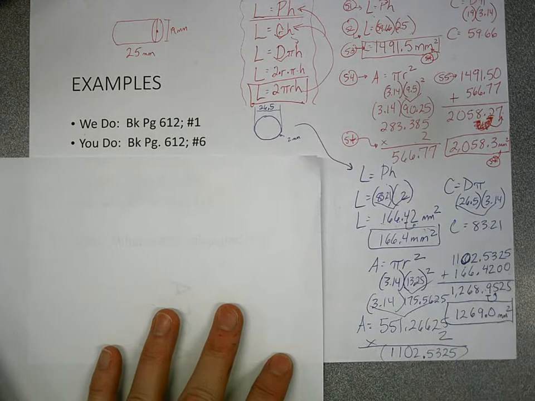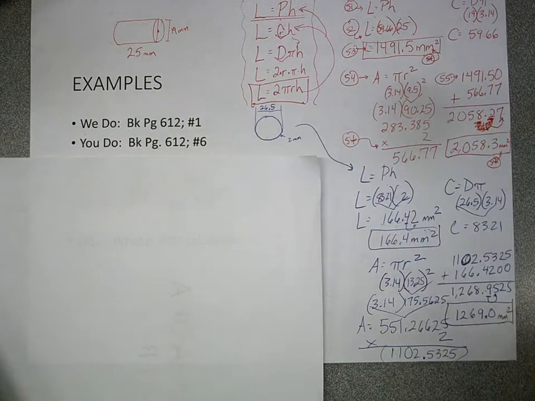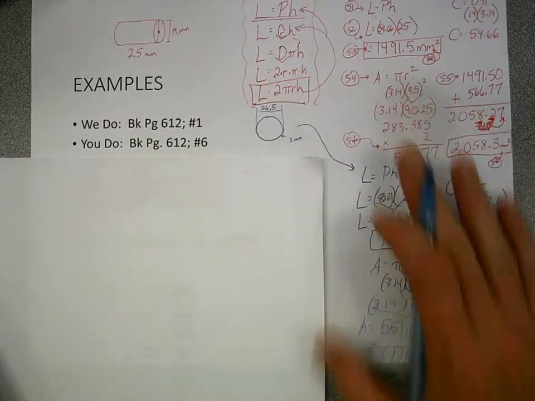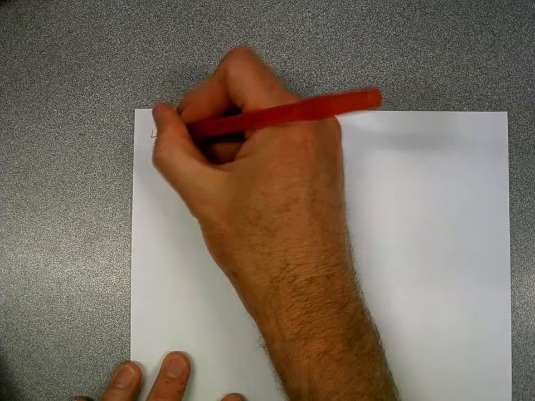Okay. All right, so here's what I want to do. Let's do one more type of problem. It's just like this, but it has a little extra to it. Let's go ahead and take a look at page 612, number 4. 612, number 4.